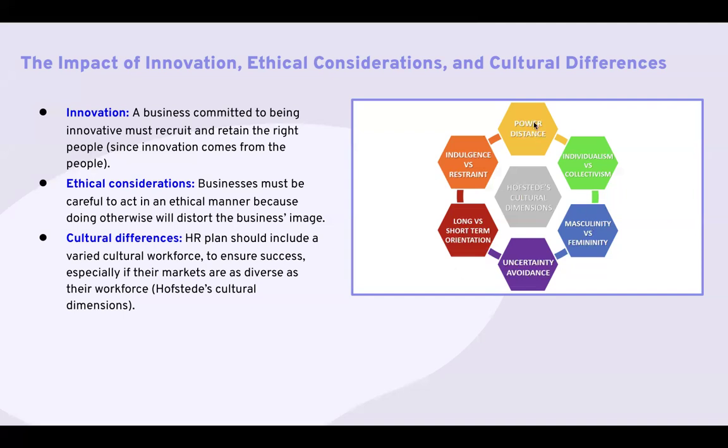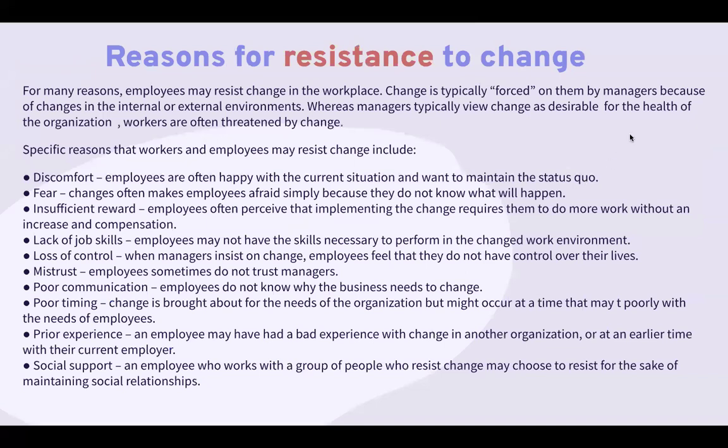And this is Hofstede. You can talk about power distance, for example, where employees have different degrees of power; individualism versus collectivism; masculinity versus femininity; uncertainty avoidance; long-term versus short-term orientation; indulgence versus restraint. So these are very important parts. And now, reasons for resistance to change.